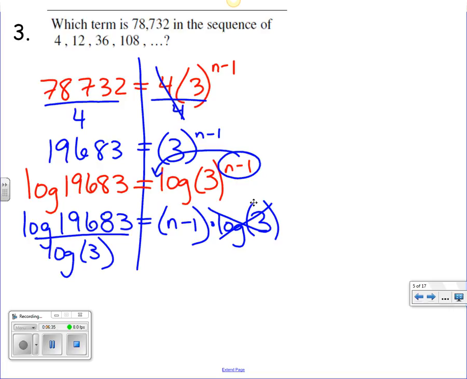Be careful in your calculator when you're typing it in. The log key's next to the 7. You should remember that from Math 3. The log's next to the 7. Log of 19683. You have to close your parentheses or you'll get the wrong answer. You got to close the parentheses, then hit the divide button. Log 3. And you get 9.